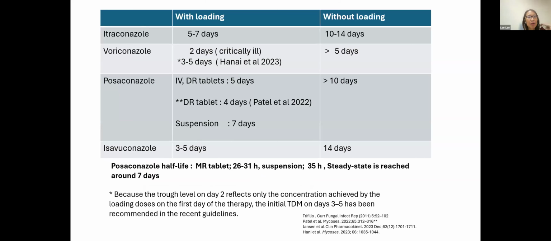And just a reminder here, posaconazole is available in 2 different oral formulations, the tablet formulation as well as the suspension. The suspension formulation of posaconazole has a slightly longer half-life as compared to the tablet formulation. Therefore, for the suspension formulation, it takes a longer time to reach steady state, even with the loading dose.